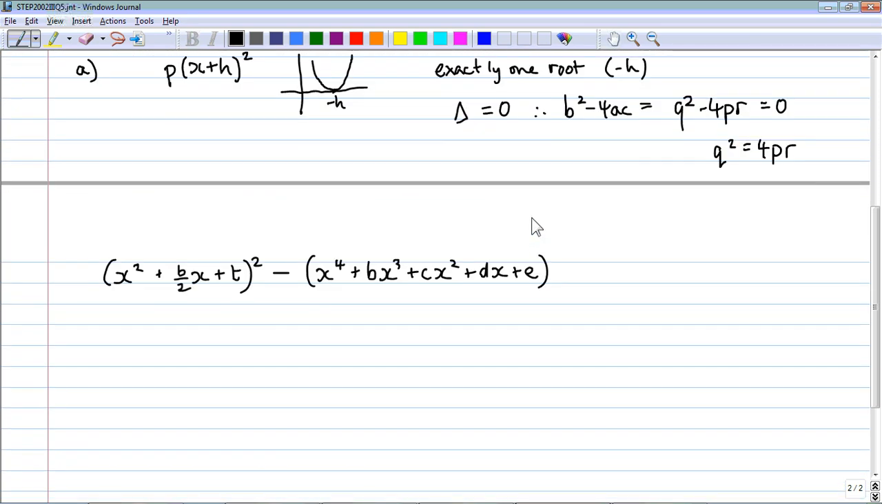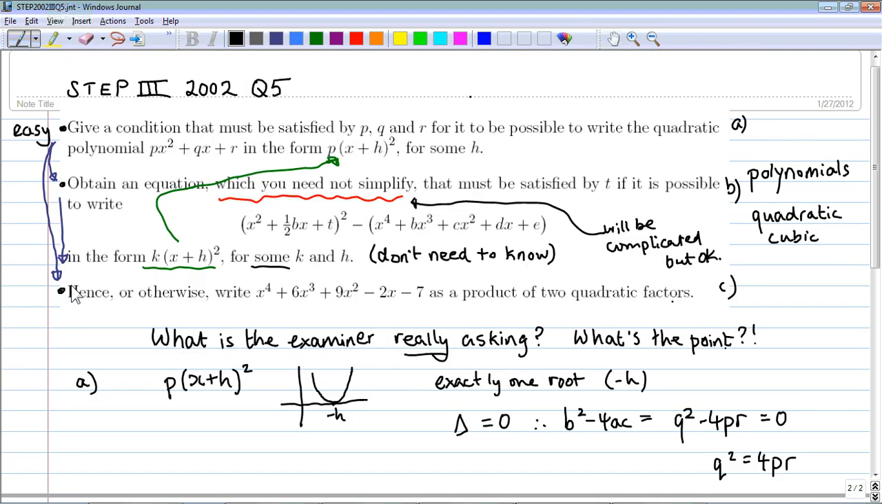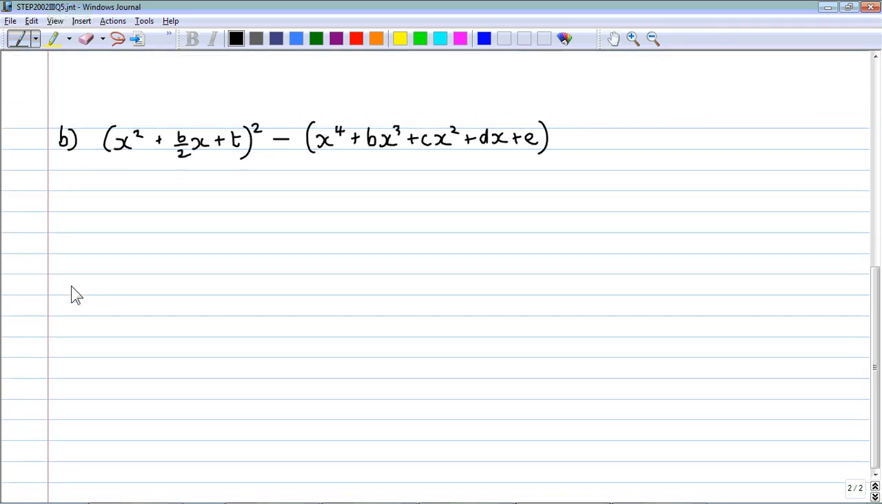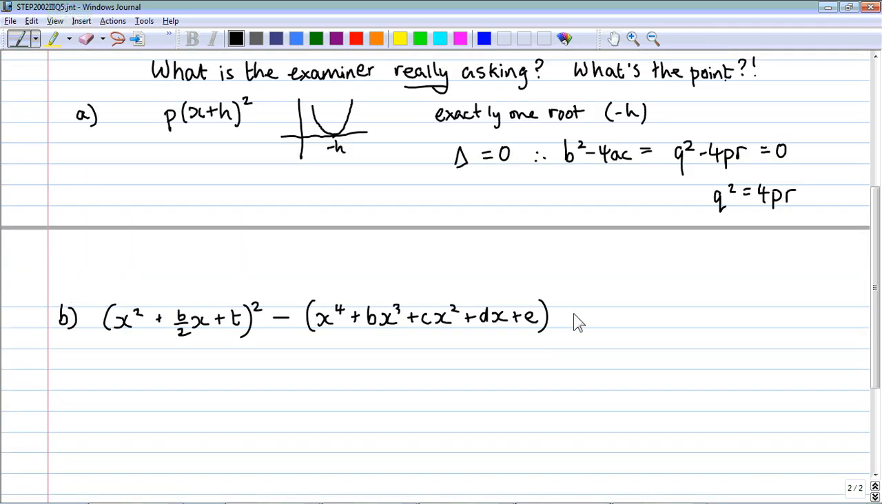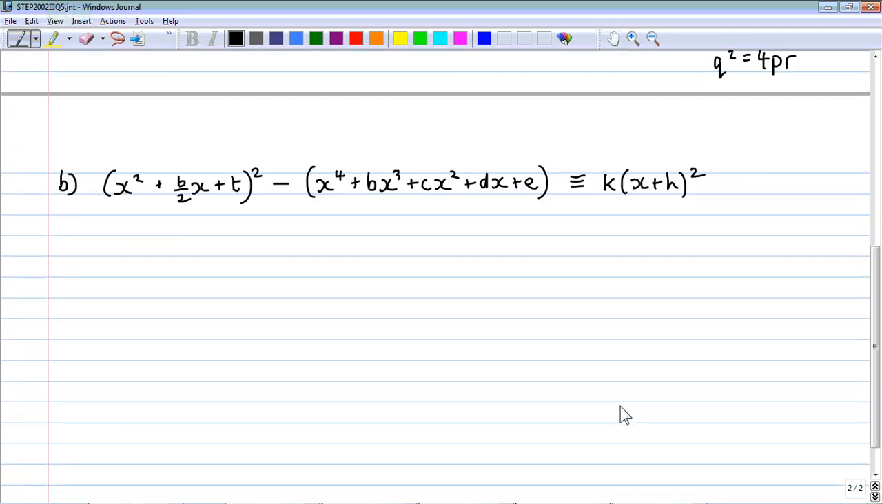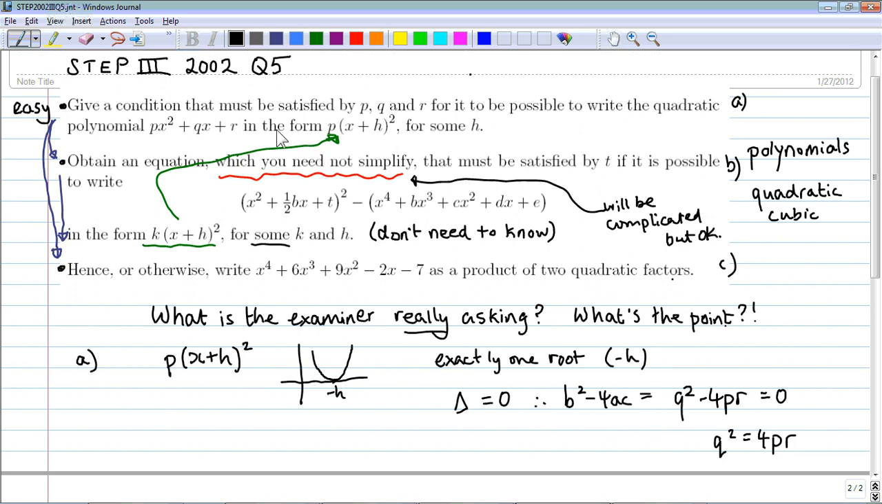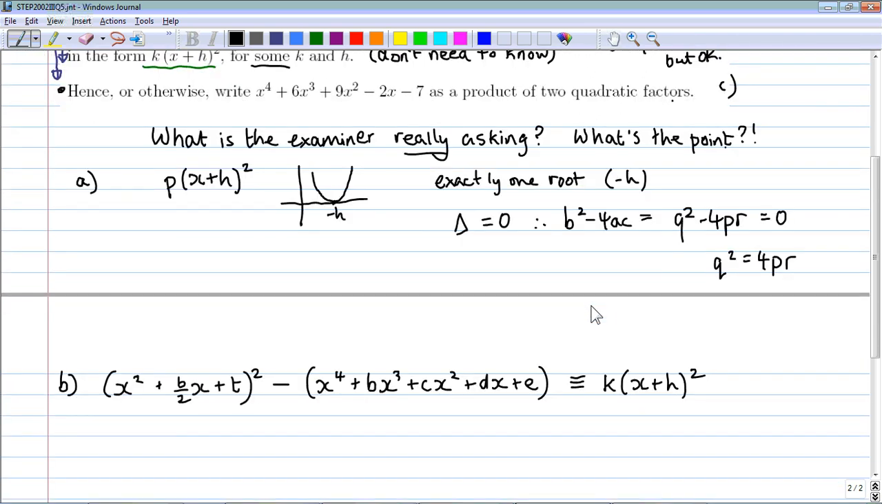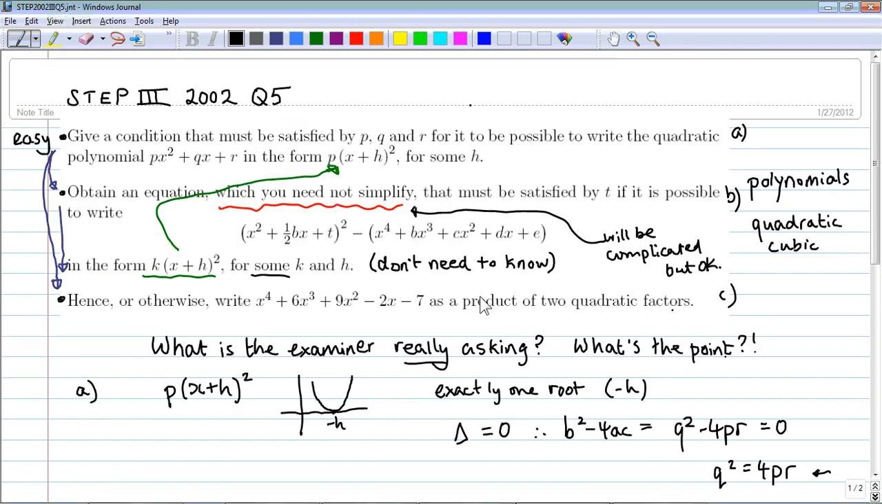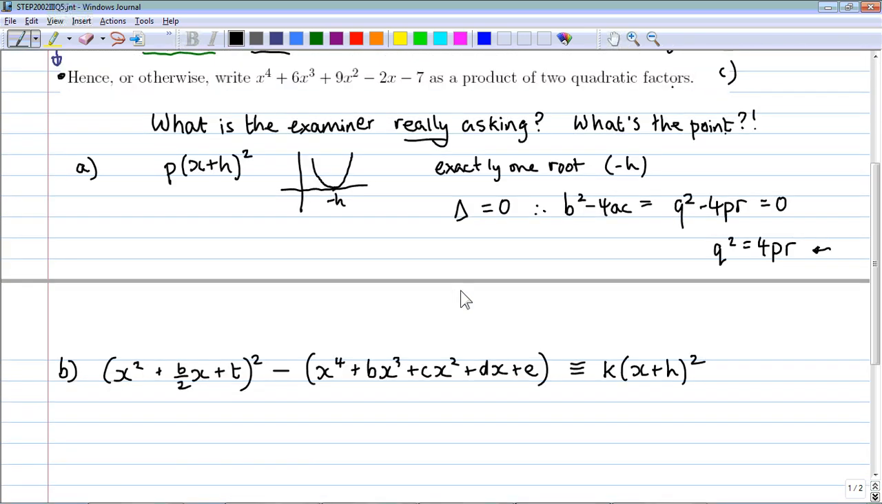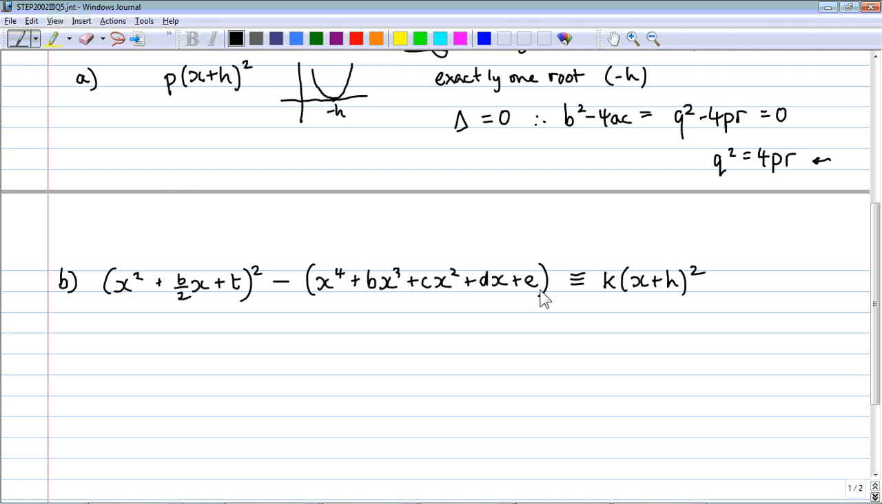And what they're asking, this is part B, is to find an equation satisfied by t if this is of the form k, so let's say identically equal, because obviously x is a variable, this is an identity for x. So how are we going to use the first part of the question? Well, obviously we're going to use the result that q squared equals 4pr for any quadratic function which can be written in the form like this.